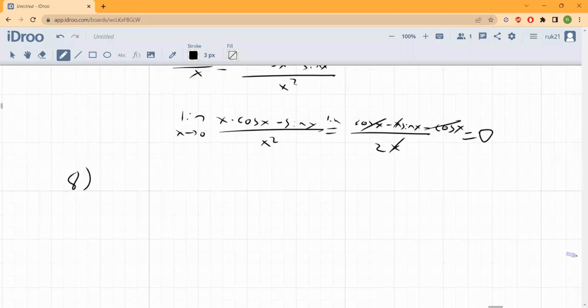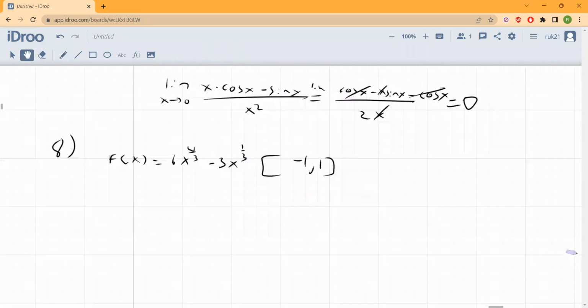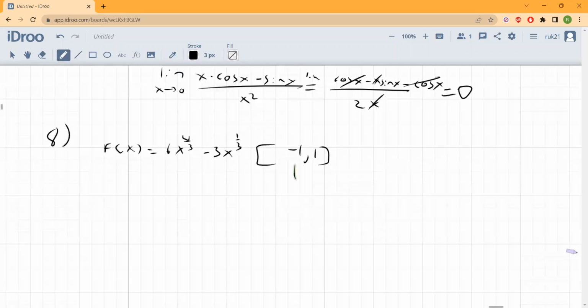It just says find the absolute maximum and minimum values for f of x equals 6x to the power of 4/3 minus 3x to the power of 1/3 on the interval -1 to 1. Here we're going to find our critical numbers, then check our edge cases as well, because it could happen that the bracket endpoint is our maximum. So that's why we need to check these two as well.